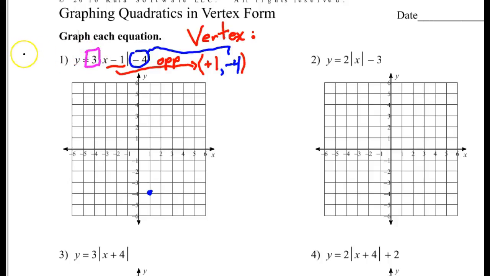That acted kind of like a slope. It was like y = mx + b, right? That was like a slope. So it's actually 3/1, so it's up 3, right 1. So from our vertex, we just had to go up 3, right 1, up 3, right 1, up 3, right 1.